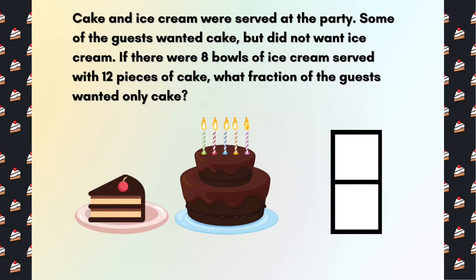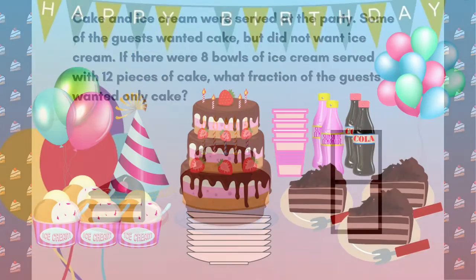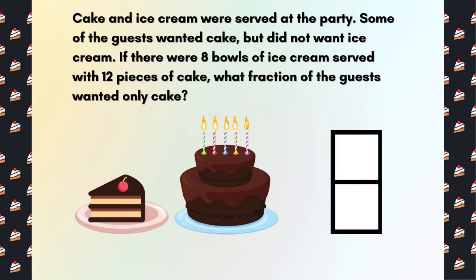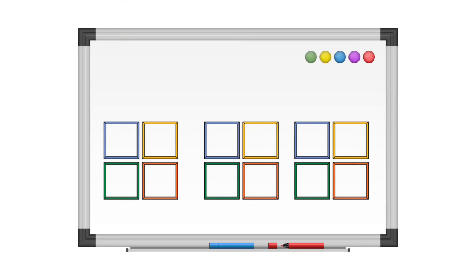Cake and ice cream were served at the party. Some of the guests wanted cake, but did not want ice cream. If there were 8 bowls of ice cream served with 12 pieces of cake, what fraction of the guests wanted only cake? For this scenario, we can draw a simple diagram.